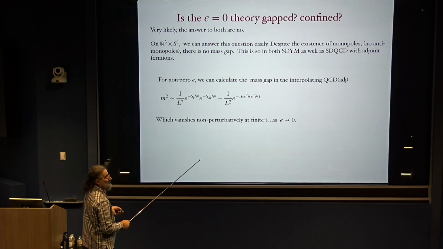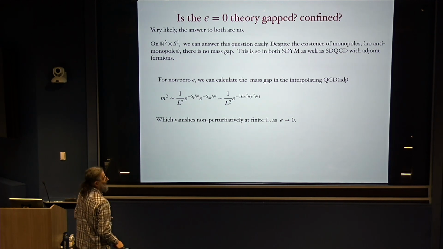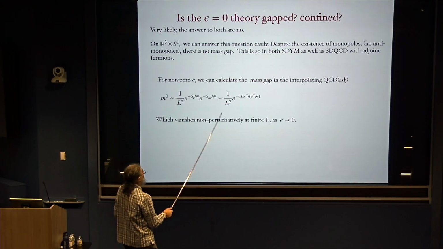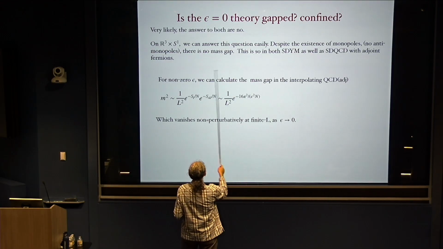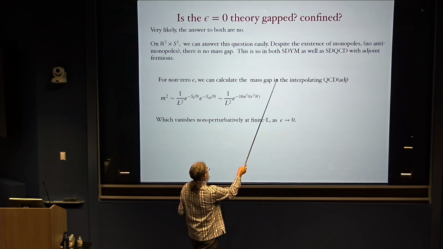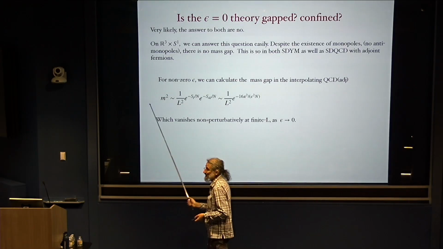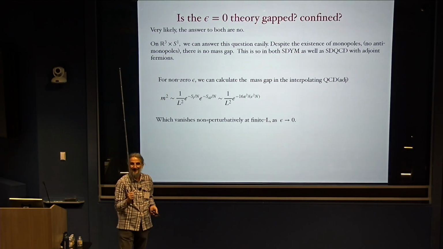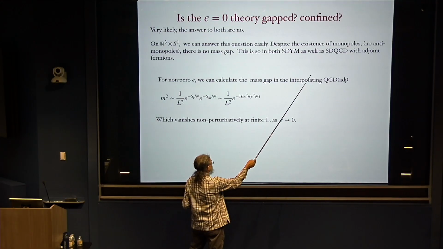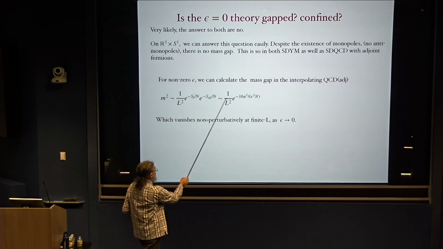So in the epsilon limit, you can ask, is the theory gapped, confined? Very likely the answer to both is no. At least on R3 cross S1, I can show it is no. And it's easy. Despite the existence of monopoles and no anti-monopoles, there is no mass gap. This is so both in self-dual Yang-Mills theory, also self-dual QCD with adjoint fermions. Since the collaboration loves adjoint fermions, I had to do this, okay? And in fact, in the self-dual QCD with adjoint fermions, in the interpolating theory, it's very easy to construct the mass gap.